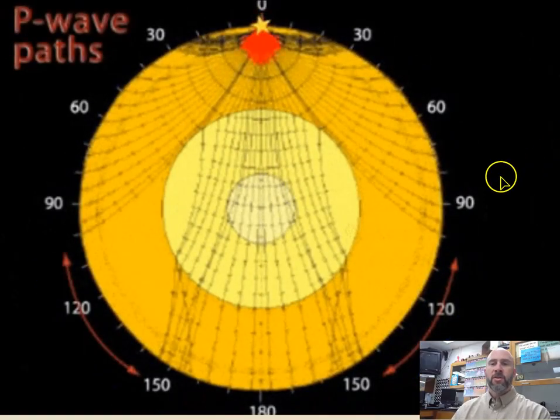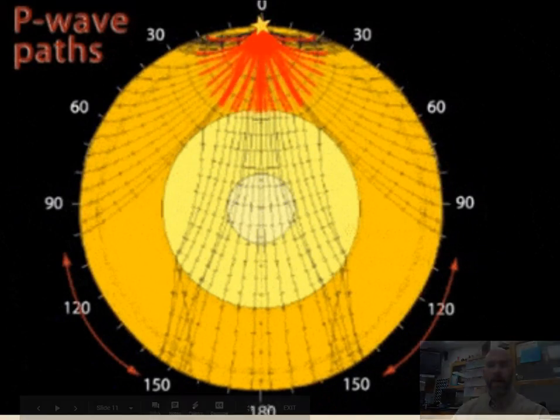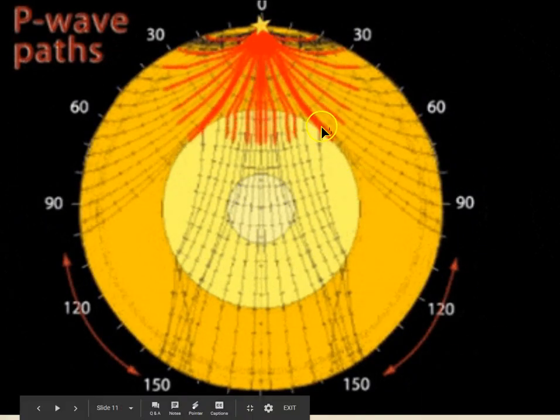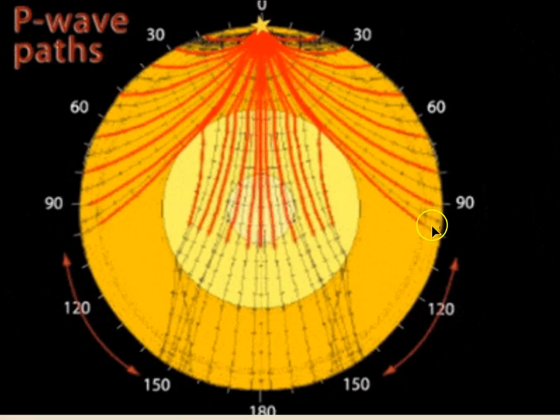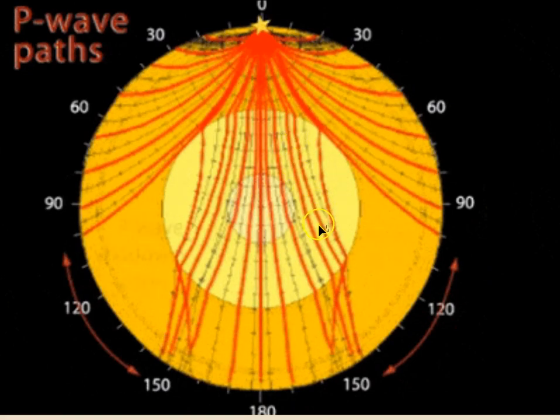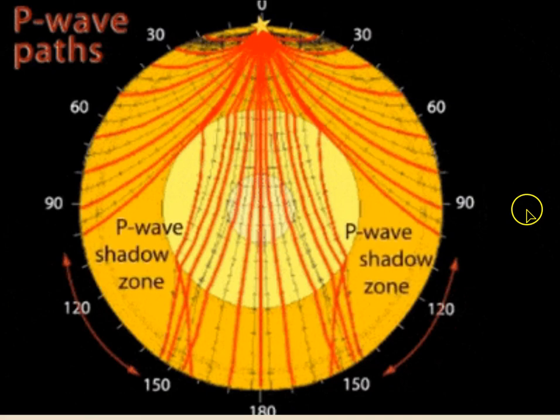Here's that animation again, so you can see how this works. These waves up here are being refracted, and some are being reflected as well, so they never get to this area. And the ones that come over here and hit the side of the Earth hit something on the inside of the Earth that caused them to be refracted again.